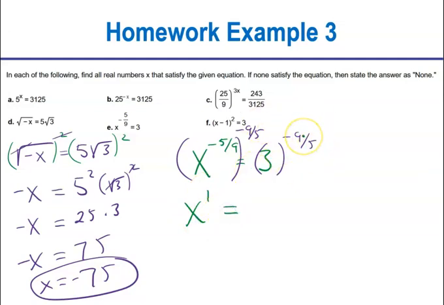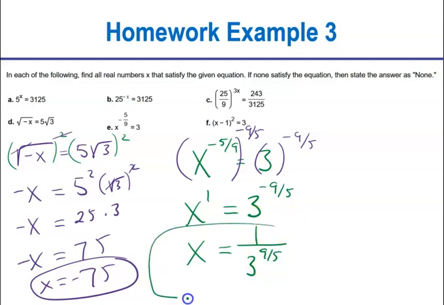Over here, you could just leave the answer like that. So 3 to the negative 9/5, I believe that's how the homework left it. When I did the homework, I left it like this. I said 1 over 3 to the positive 9/5 power. Is that the same thing? Yeah, sure it is.